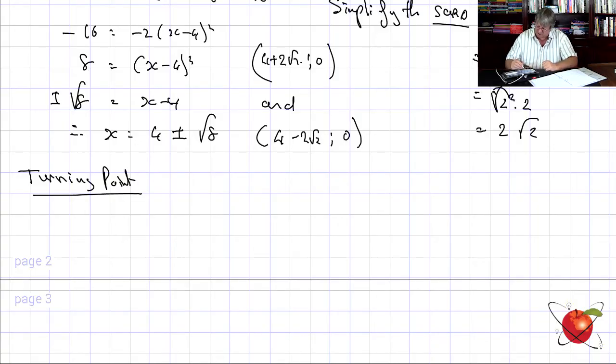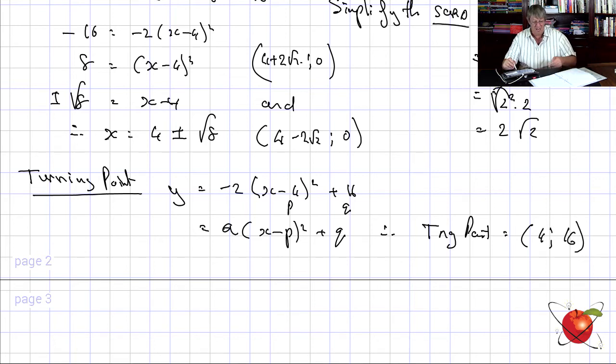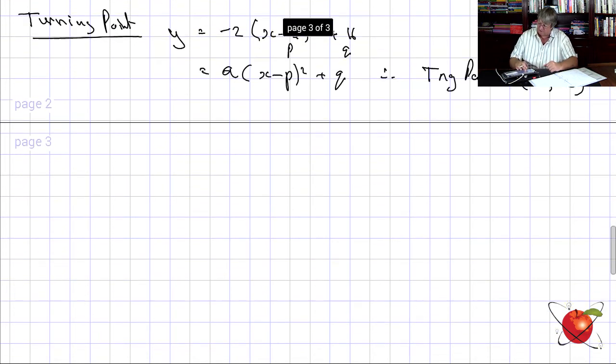The turning point was, let's have a look. It was x minus 4. Okay, just go back to my graph. It was y equals minus 2 times x minus 4 all squared plus 16. p, q. And it's in the standard form. Mine is a times x minus p all squared plus q. Therefore, it's in the standard form. Therefore, turning point is going to be equal to 4 and 16. And we can go ahead and we can draw the graph of this now, can't we?